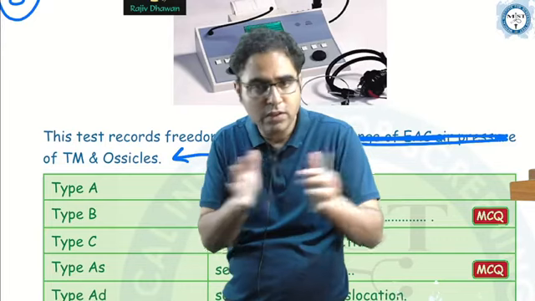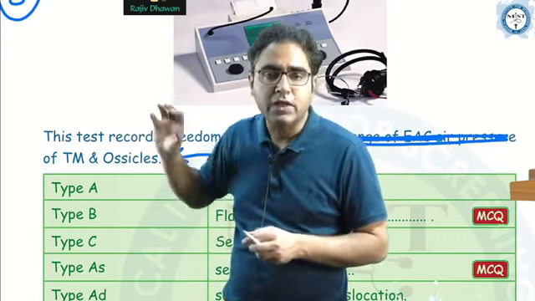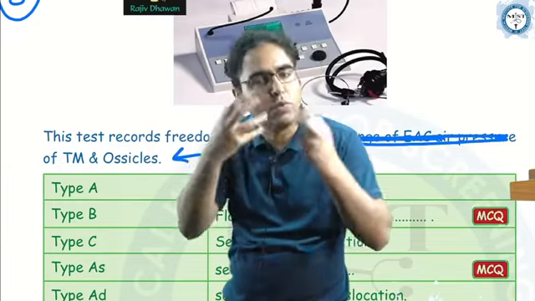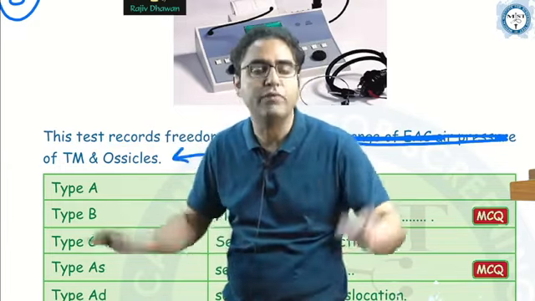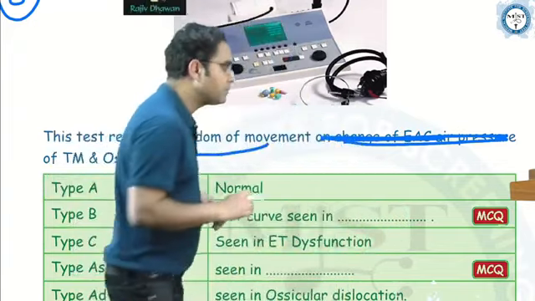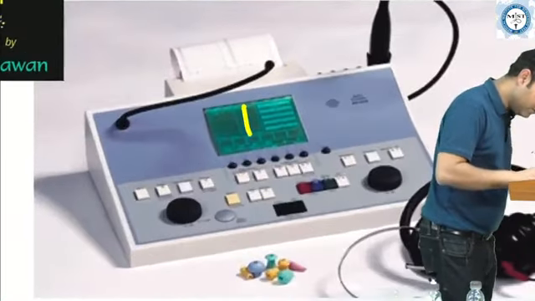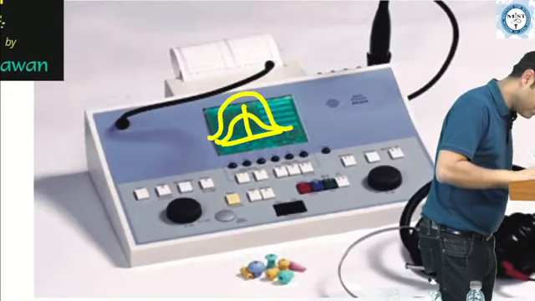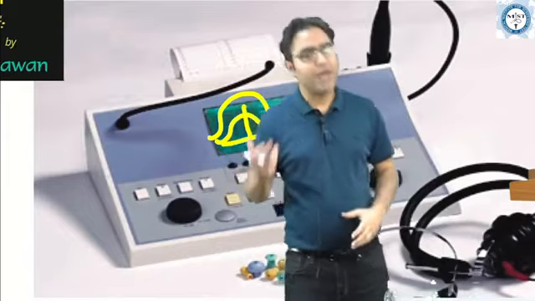But this is a sophisticated Siegalization. It says this much pressure given, how much movement happened. And the machine records the freedom of movement of the tympanic membrane and ossicles, and by recording that, it makes the curves on the screen. This is the curve. Can you see? This is the screen. On this screen, we get different types of curves. There are 5 types of curves and 5 types of diagnosis.